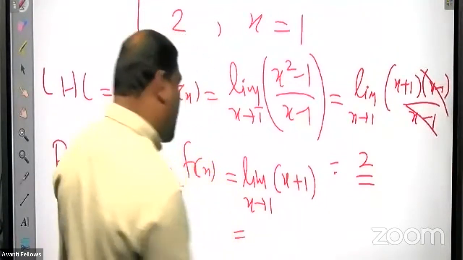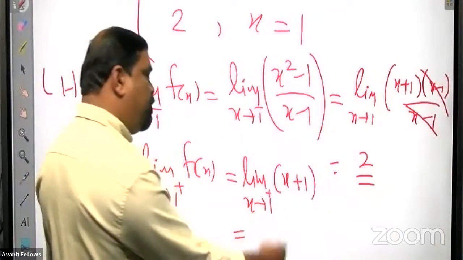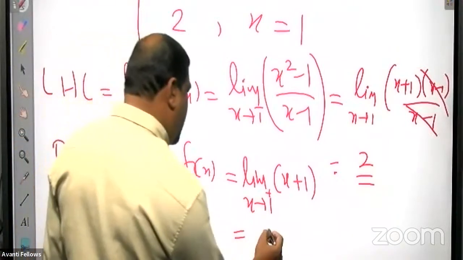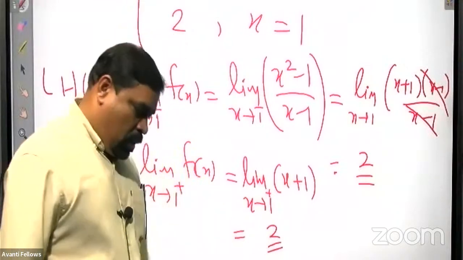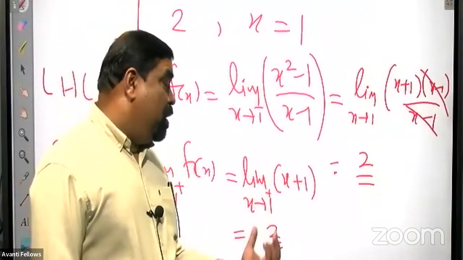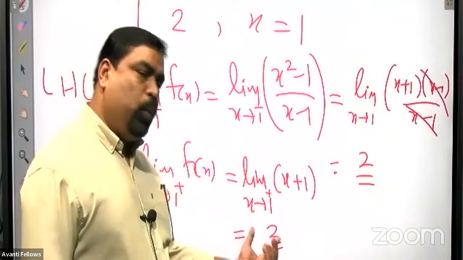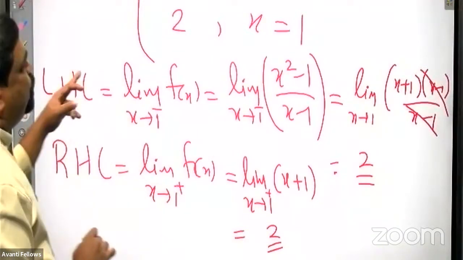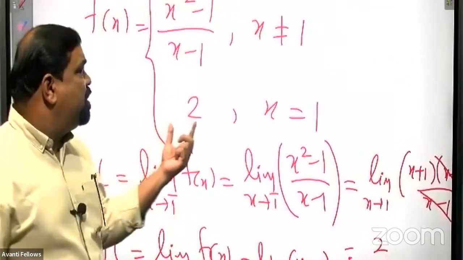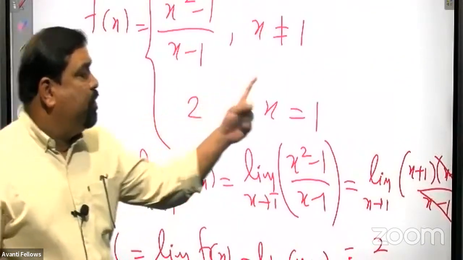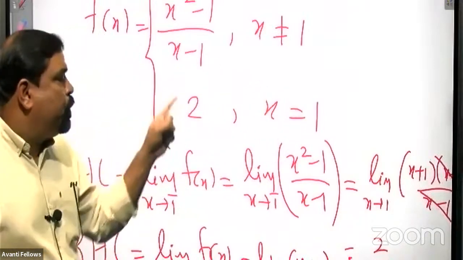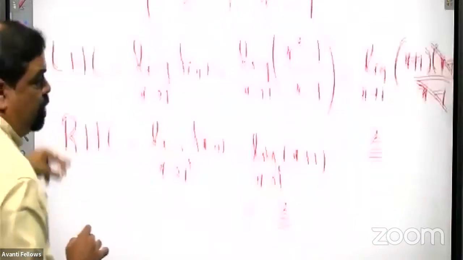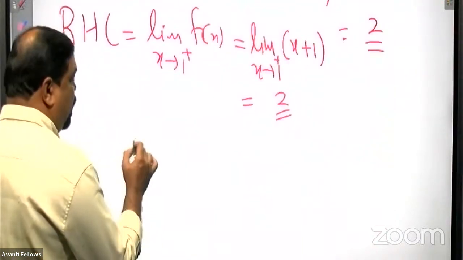The only thing is that x is approaching from the right side of 1. So 1 plus 1 is equal to 2. You can see that the right-hand limit is also equal to 2. So the left-hand limit is 2, the right-hand limit is 2, and the given value of the function at the point 1 is also 2. That means the LHL, the RHL, and the function value are all equal.